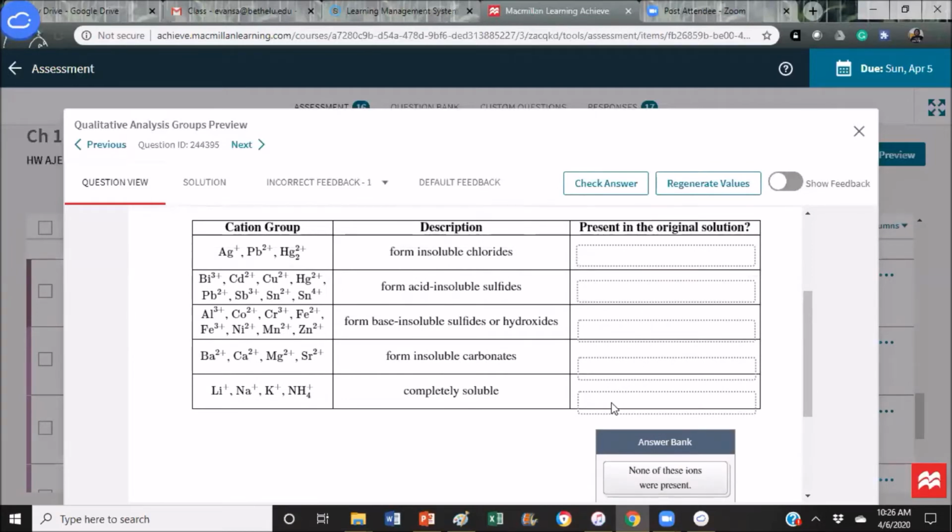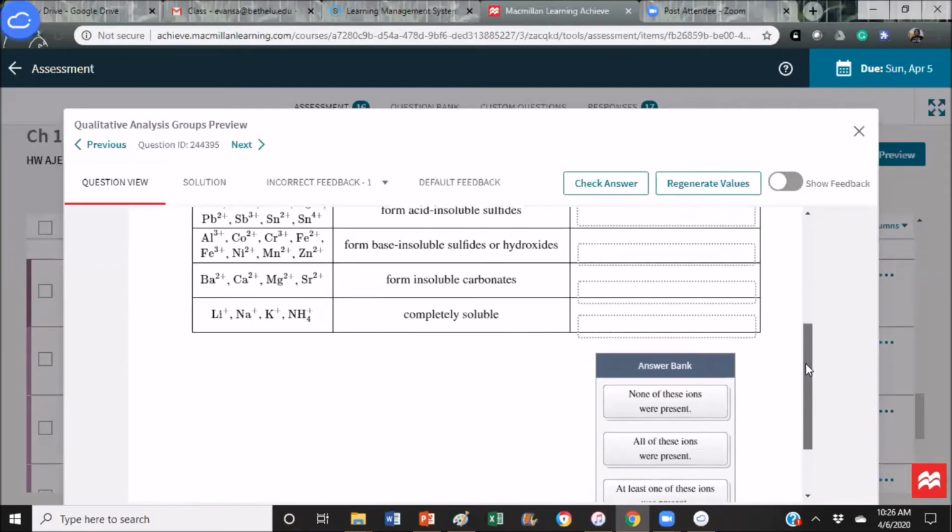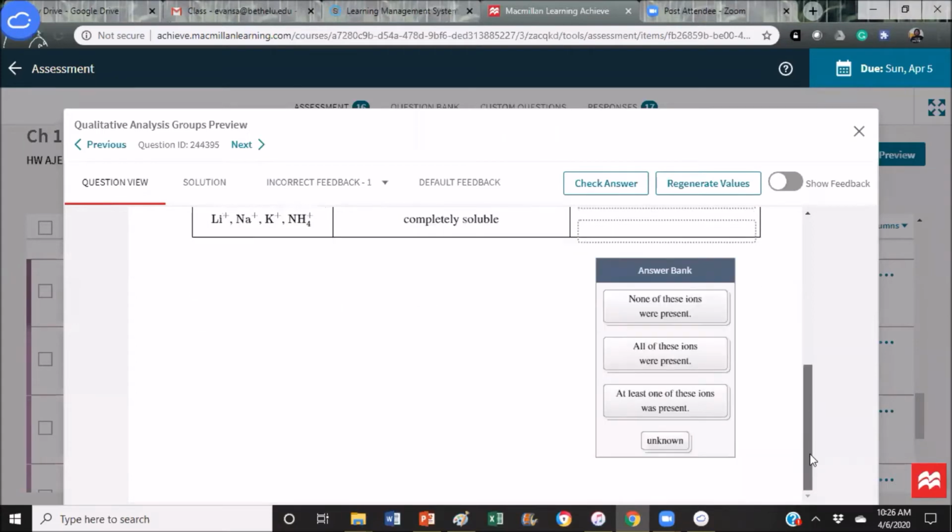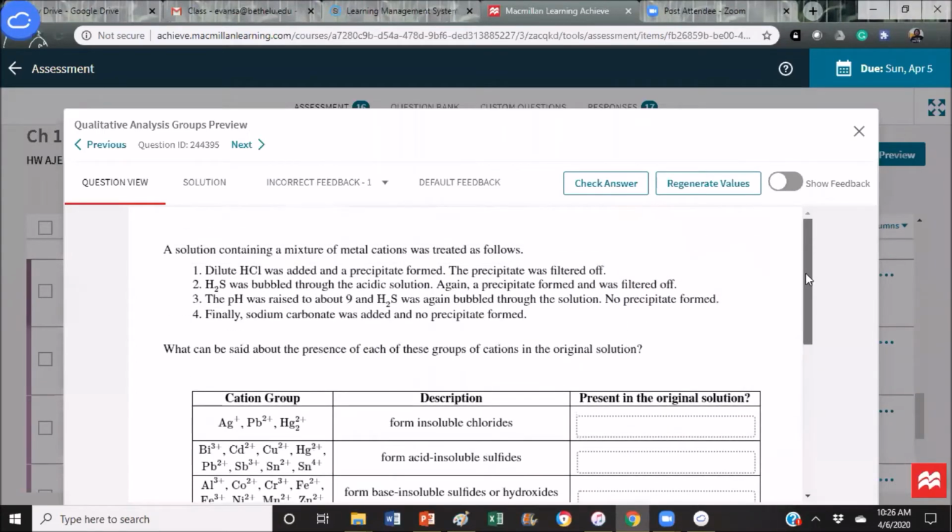But then I'm left with these. Because these are completely soluble, there is no convenient way to test for them. So we can only say these are unknown. And that's the only thing that really shouldn't change from problem to problem: these are going to be unknown because there's not an easy way to test for them to make a solid.